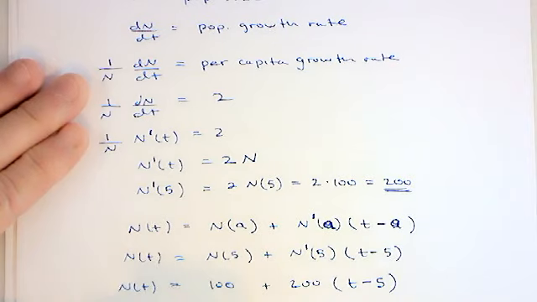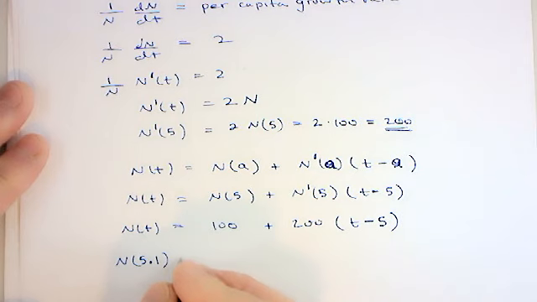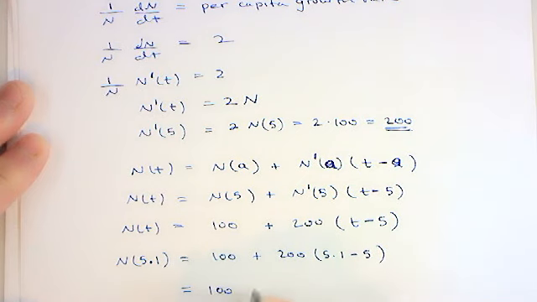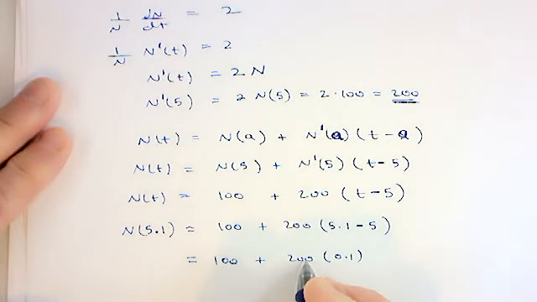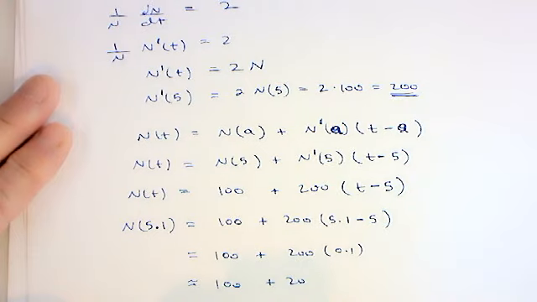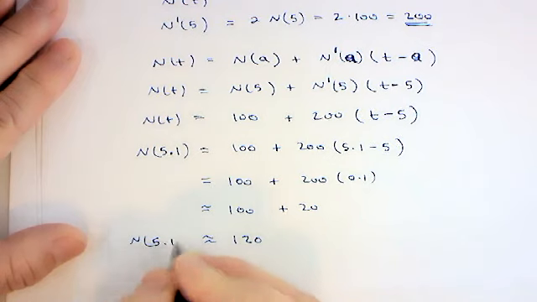And ultimately, the problem asks us for the population at a messy time, which is 5.1. So we can plug that in. This is going to be 200 times 0.1. 1/10 of 200 is 20. So this is approximately 100 plus 20. Our population is roughly 120 at 5.1.